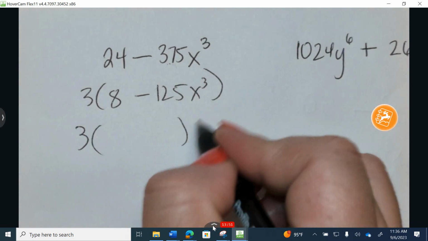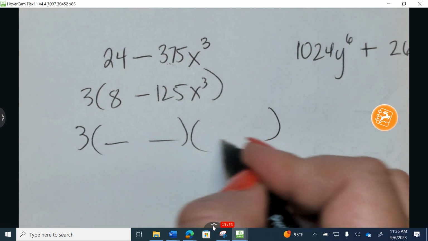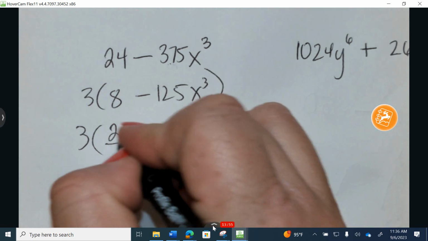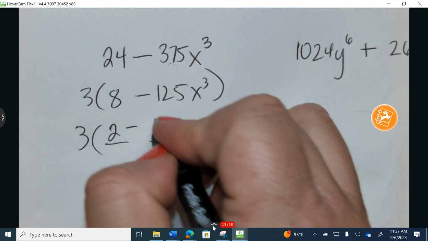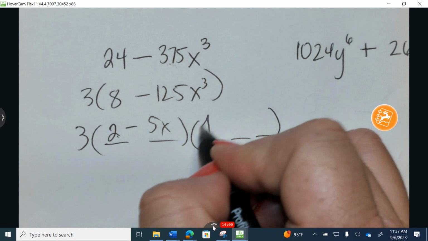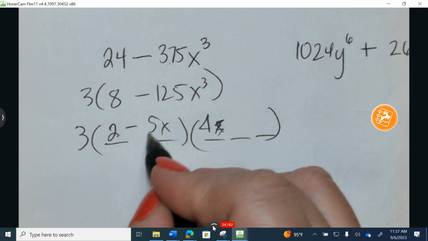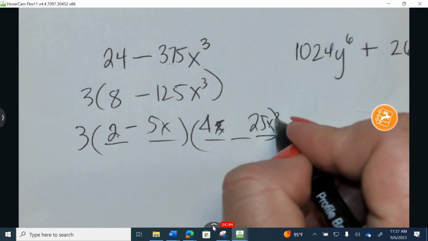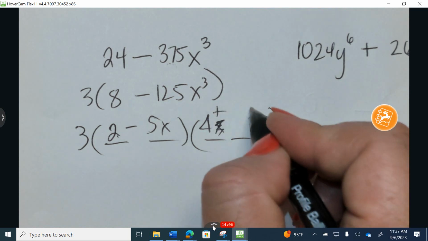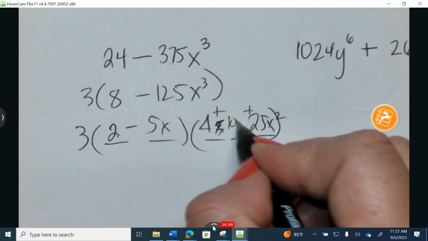So doing this problem, what does 8 break into? Please look at your list. Go. What does 8 break into? So 2. What does 125 break into? 5. 2 times 2 is 4. Oop, I don't need an x there. 5 times 5 is 25x squared. This would be addition, and it multiplies to give you 10x.